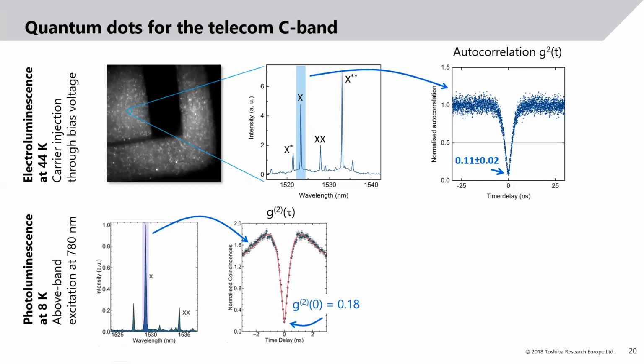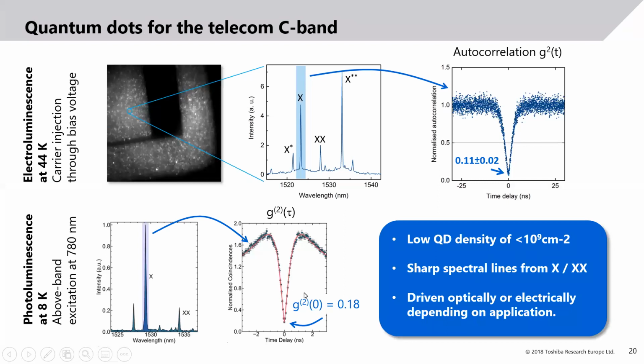If we want to optically excite the dot, that's possible too. So we use this a lot because it's possible to operate the diode at lower temperatures by using photoexcitation rather than electrical excitation. And in this case, we use above-band excitation at 780 nanometers. We get the same sharp lines, similar T2. So we can really use either of the two methods, whatever we want. And we get low density, so it's easy for us to address single dots with confocal microscopy.